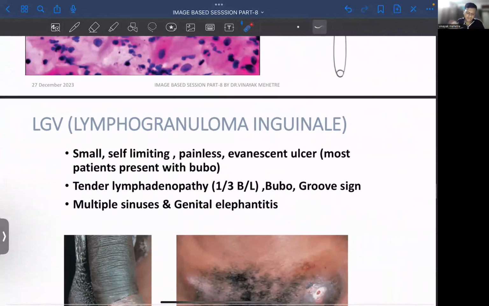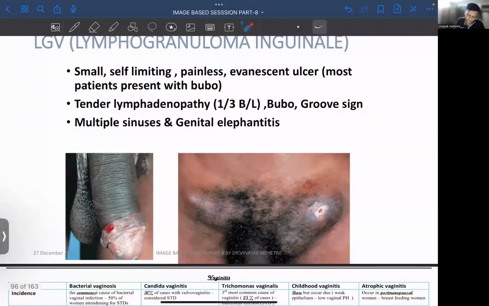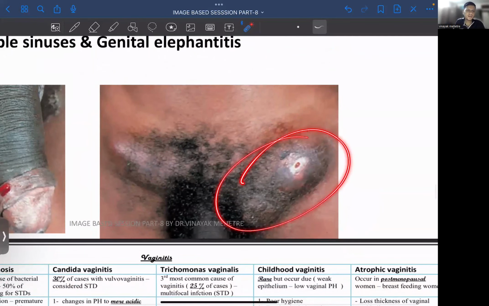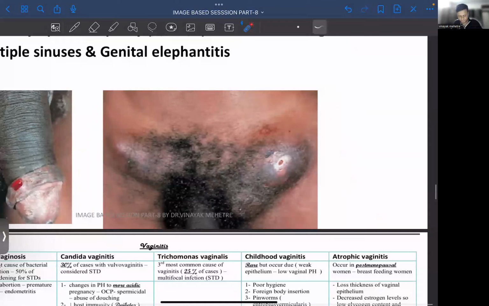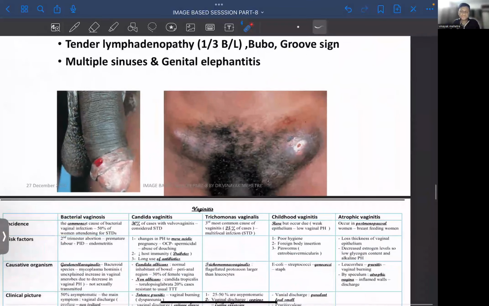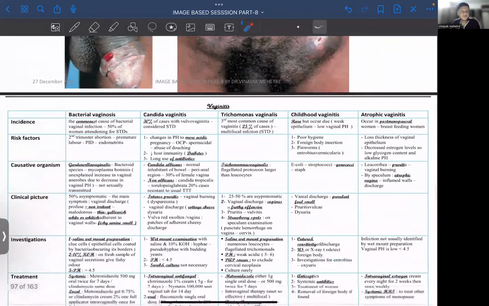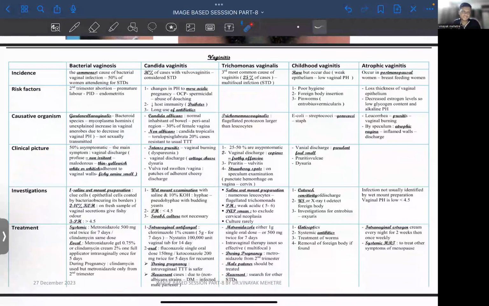LGV: in LGV, remember lesion with lymphadenopathy, tender lymphadenopathy. It is seen in LGV. I will not teach vaginitis, as you have studied this in OBG and gynec. Still I have made a table for you, it is in front of you, the most important topic.